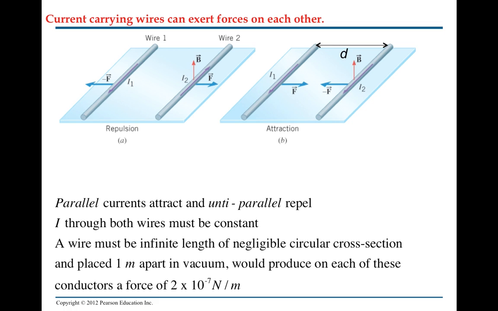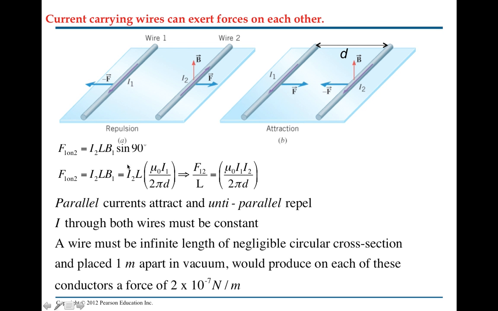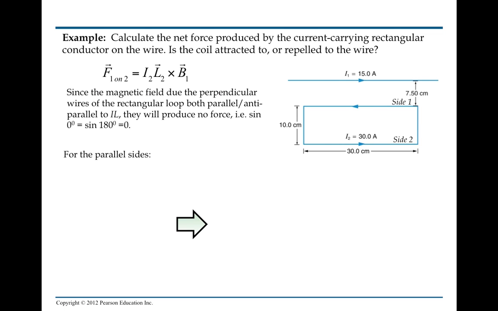So in this case, because they are anti-parallel, they repel each other, and the force is as defined by this formula here. It's simply I1 I2, which is the same, so I squared, and mu over 2 pi, and 1 over the distance between them. Okay, so that's the solution for this question.